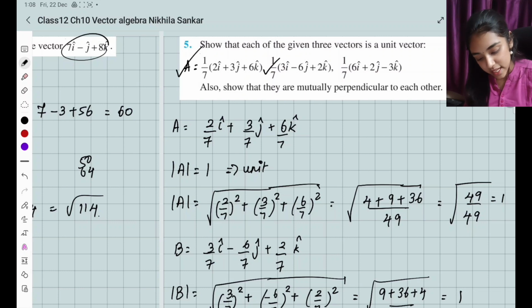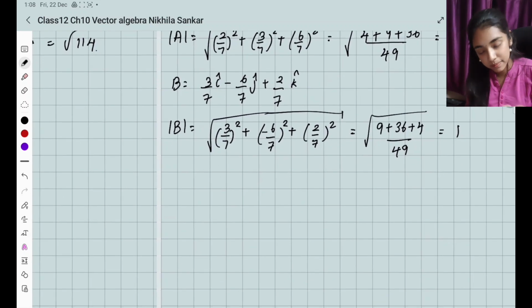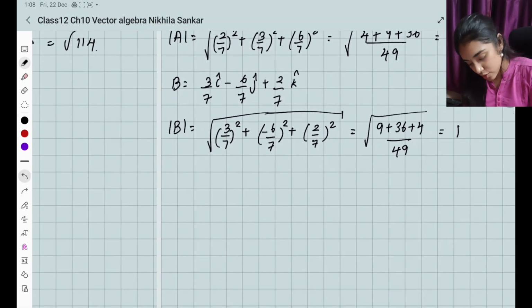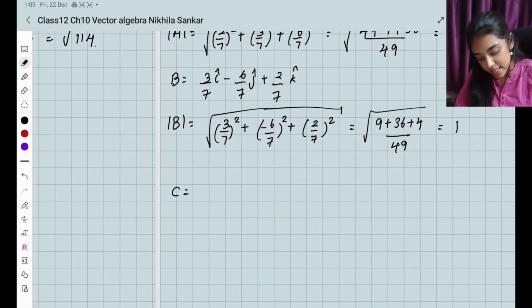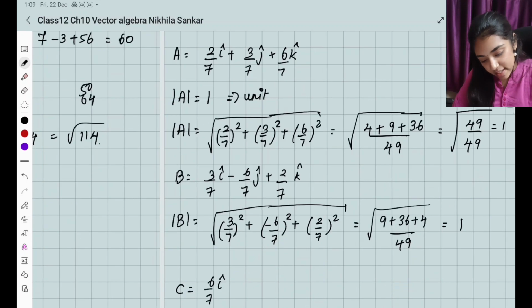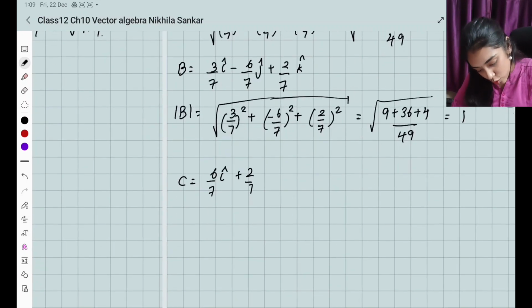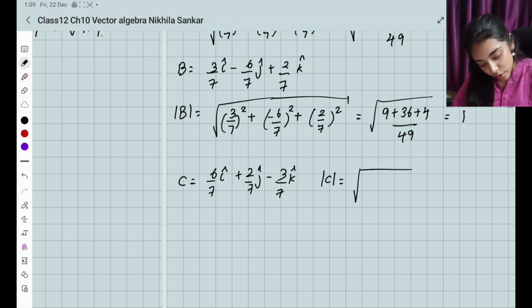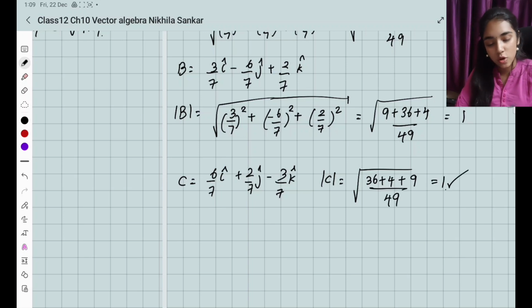Now what is the last case? 6, 2, 3. So all of this is going to be the same. So c is going to be 6 by 7 i cap, 2 by 7 j cap minus 3 by 7 k cap. So magnitude of c is again going to be square root of 6 square 36, 2 square 4, 3 square is 9, divided by 49, which is equal to 1. So this is also a unit vector.